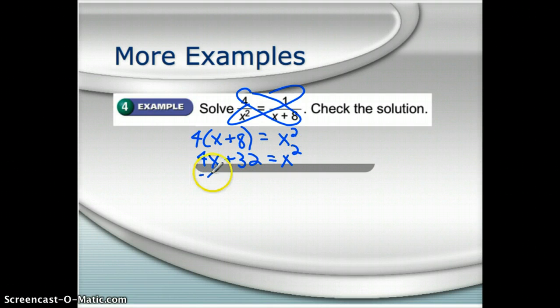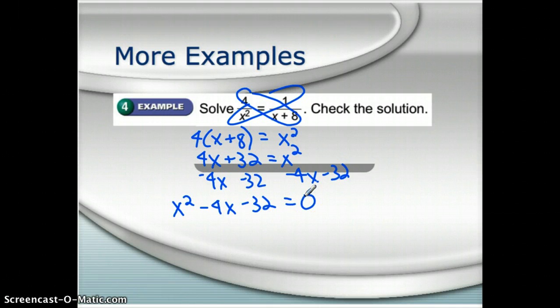Quadratic again, so I'm going to get one side to equal 0. Again, I like my x squared term to be positive. It's my personal preference. So I have x squared minus 4x minus 32 equals 0. And I'm going to look for factoring here. So it looks like I have x minus 8 times x plus 4 equals 0, which means I think x might equal 8, or maybe x equals negative 4. And I want to try and see if I'm right. So let's plug in one at a time.